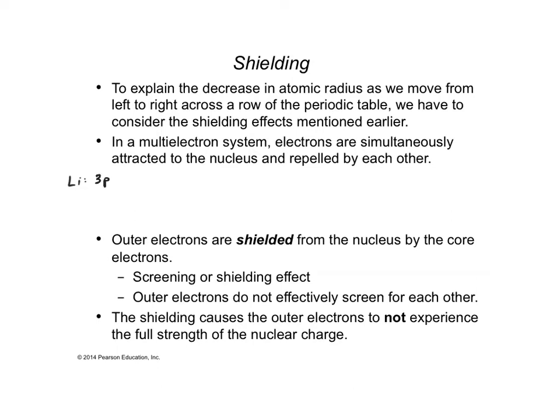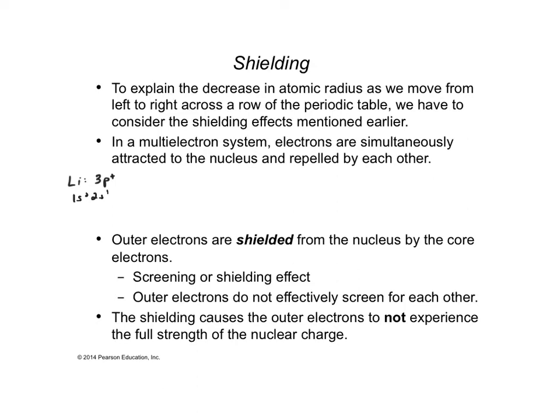That's not a T. I don't know why I drew that as a T. That is a plus. Okay, it has 3 protons in the nucleus, and its electron configuration, if we look, is 1s2, 2s1. Okay, so now what is this concept of shielding?